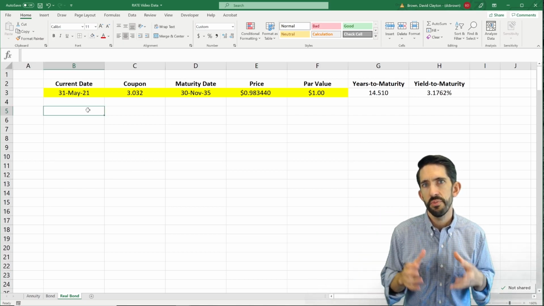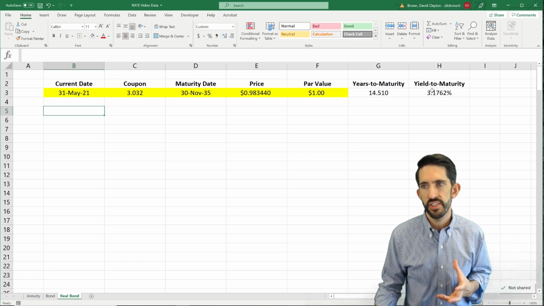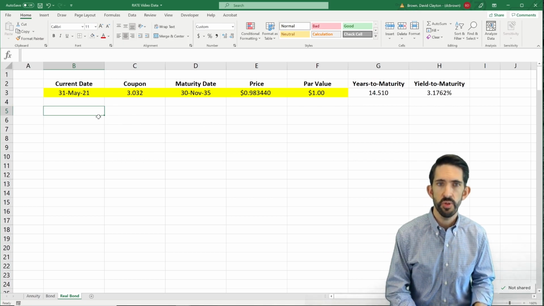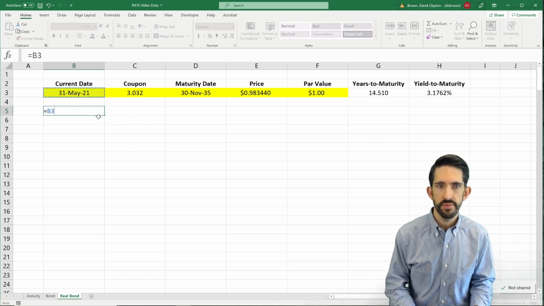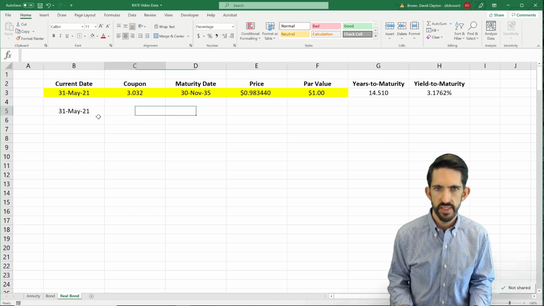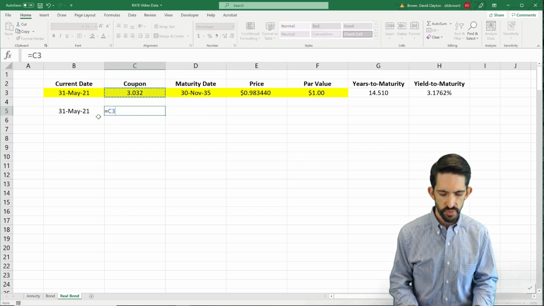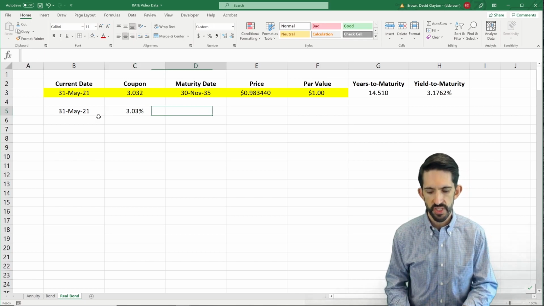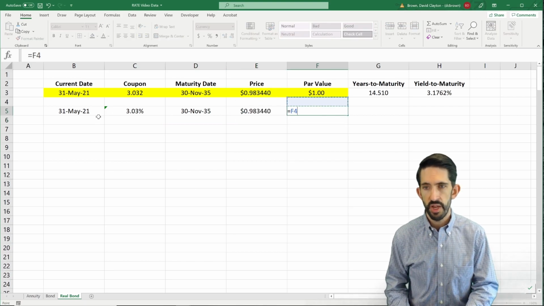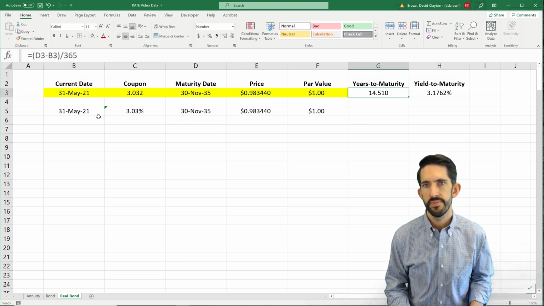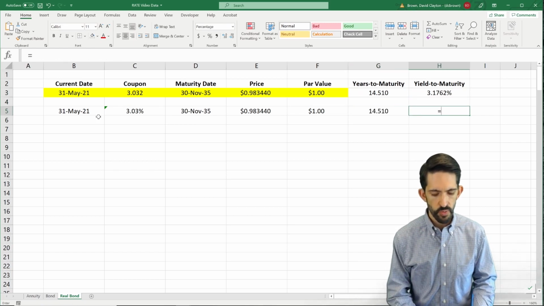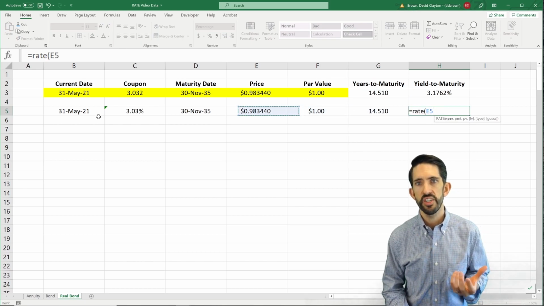Now, if you don't want to have to make adjustments in the rate function itself, like we did over here, you can also just adjust your data. So let's see how we do that. So for example, I can just take this data, let's take the current date, and let's go ahead and make the coupon adjustment here. All right, I'm going to divide by 100 to get that 3.03%. I'll take my maturity date, my price, and my par value, the same as my inputs. Our yield to maturity calculation is going to be the same. And now our rate function. Now we don't have to make adjustments here.